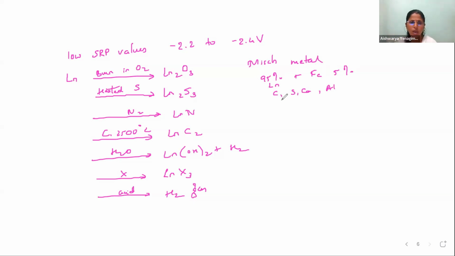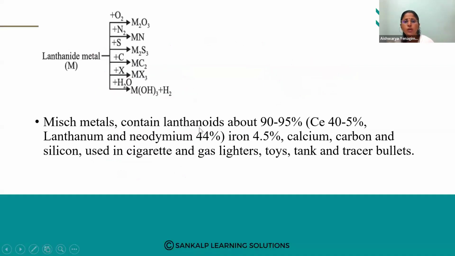Oxides are used in industries. And as you see, some of the lanthanide ions, because of a strong reducing nature, can be used as reducing agents. Individual oxides of lanthanides are used as phosphors in television screens and fluorescent screening also. So these are some of the applications of lanthanides. You can see here the reactions are given. Mish metal contains about 90 to 95% of lanthanide, then 4.5% of iron, and traces of calcium, carbon, silicon. Used in cigarette and gas lighter flints, tank and tracer bullets.